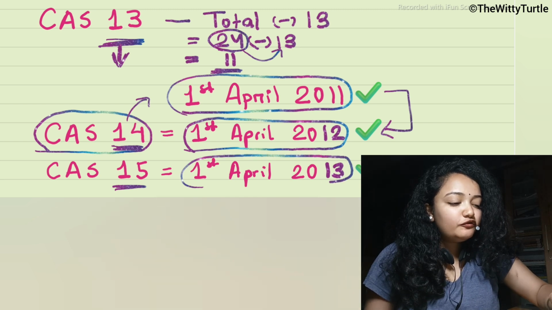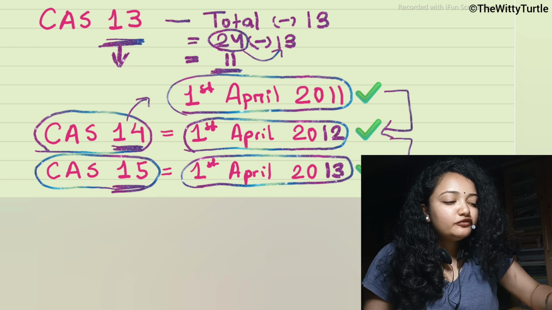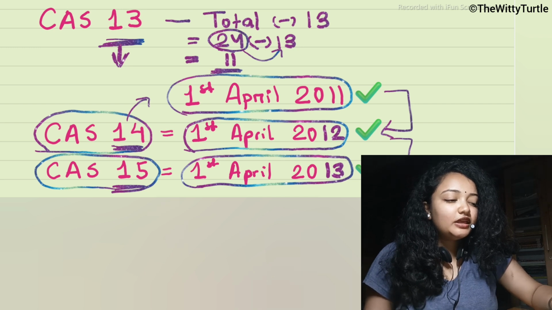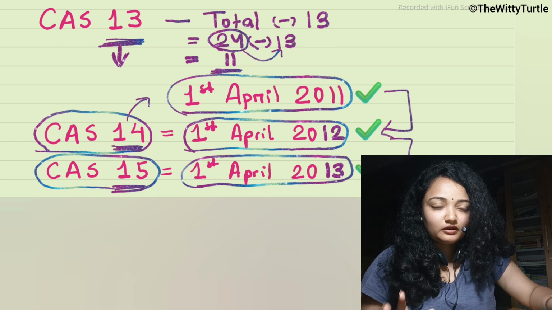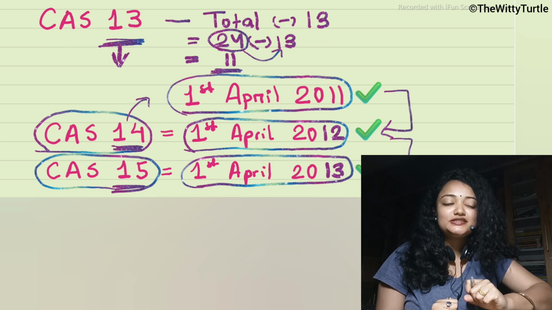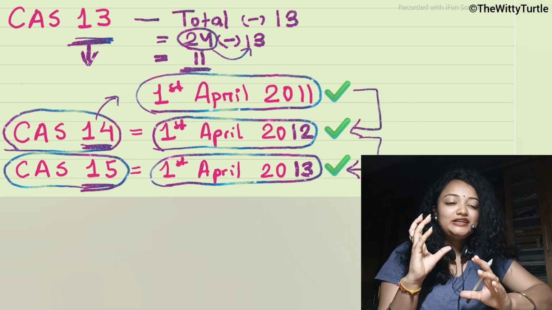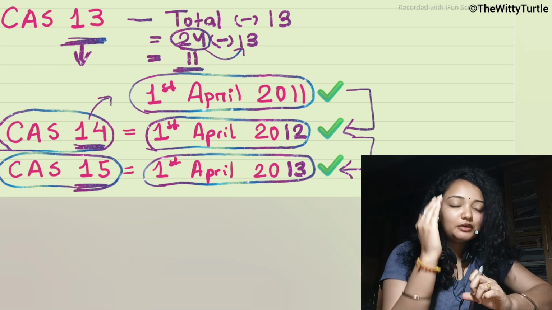Now coming to 1st April 2013. CAS 15 क्या होगा? 1st April 2013. In the same chronological manner, right? I hope you have understood this. Actually, you don't have anything to understand in this. It's just about the technique which I had used and how I could remember everything.